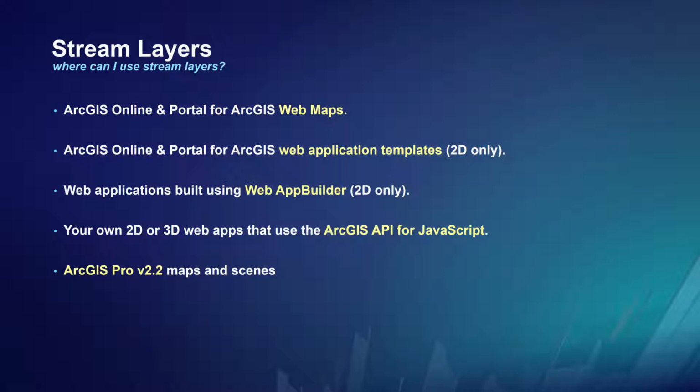ArcGIS Online and Portal for ArcGIS web application templates can incorporate stream layers, but only in 2 dimensions. And the web applications built using the Web AppBuilder can also leverage stream services and stream layers. You generally build up your web map and then incorporate that into the application. You can also use the JavaScript API if you want to build your own custom implementation of a stream layer because the web map is not giving you everything that you want.